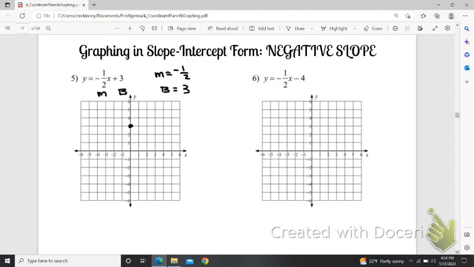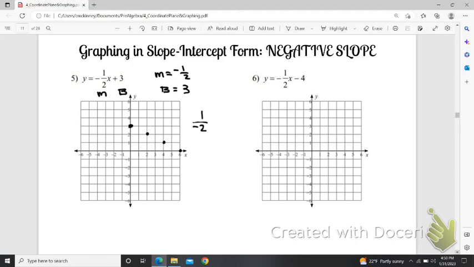And then from there, we're going to go down 1 and over 2. Down 1 and over 2. Now, some of you may have wanted to go down and left. But if there's a negative, the negative is really only with the top or the bottom. Because like we just talked about, if there were two negatives, it would make a positive.